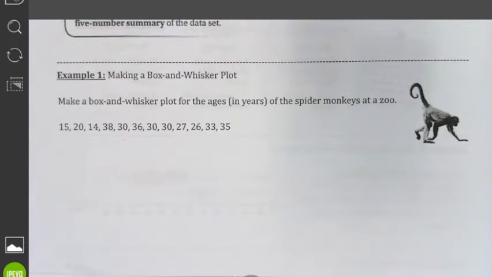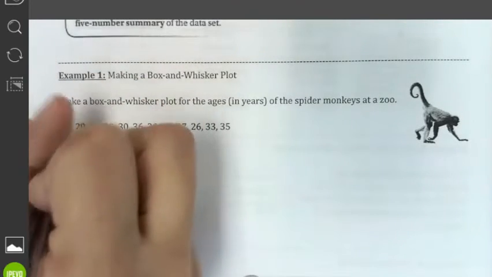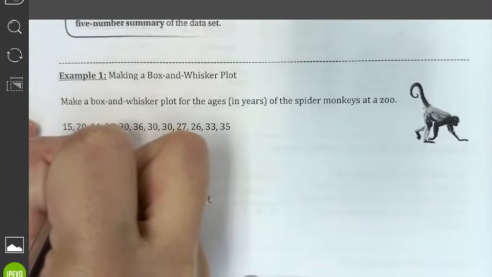Okay, so example 1, make a box and whisker plot for the ages in years of the spider monkeys at the zoo. So the very first thing we want to do is figure out our 5-number summary. So that includes the minimum, the maximum, and the quartiles. And we know that in order to find the quartiles, we need to have our data in order from least to greatest. So we're going to order these.